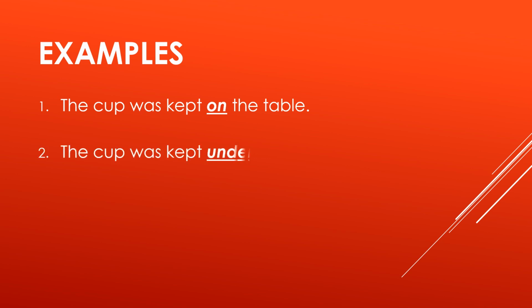Let's look at some examples. The cup was kept on the table. Here the preposition on comes before the noun table, and it shows us the relationship between the cup and the table. Where was the cup kept? On the table. If we change the preposition from on to under, the meaning of the sentence will change completely.